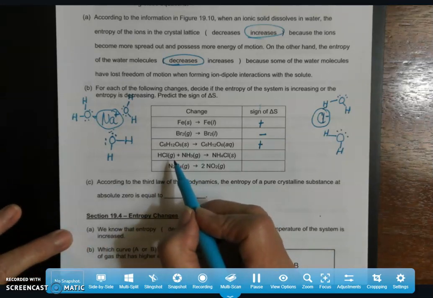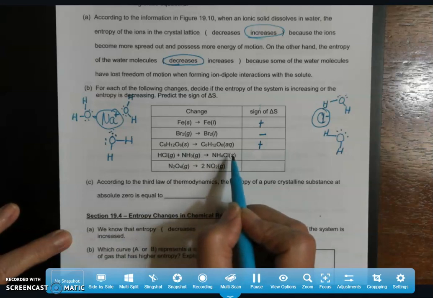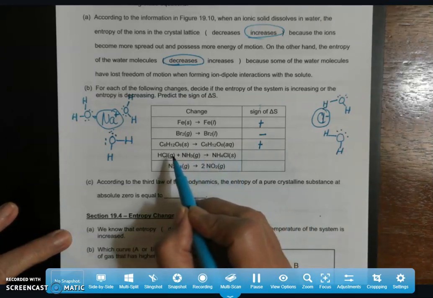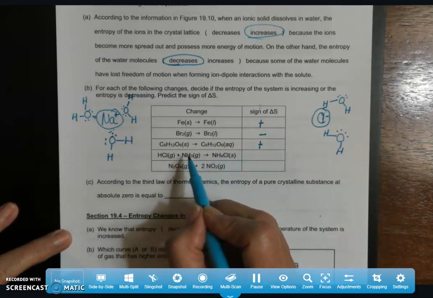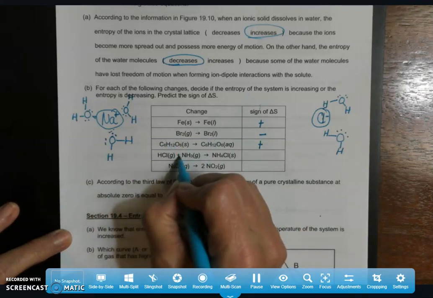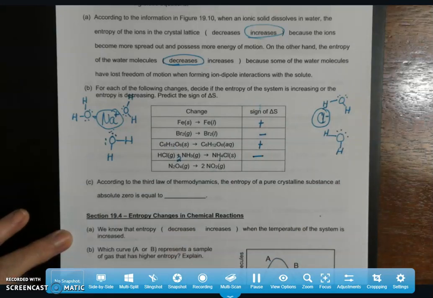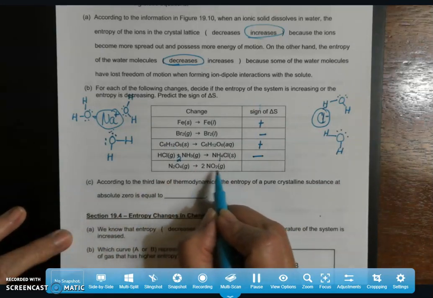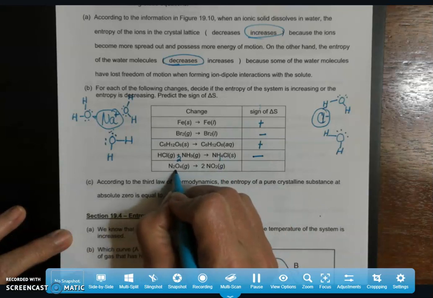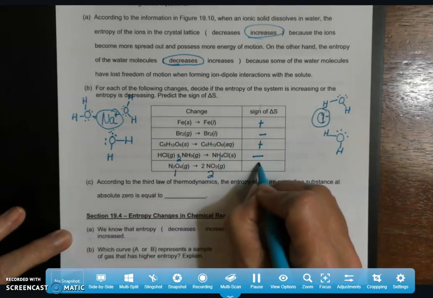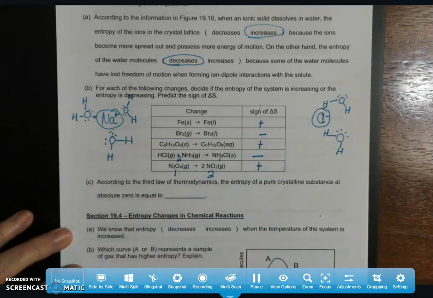Let's look at this one. Now this is interesting. I'm going from two gases to a solid, and I'm going from 2 particles to 1. So 2 particles to 1 means my entropy is definitely decreasing. Here I've got 2 gases, but I'm going from 1 particle to 2, so my entropy is going up.